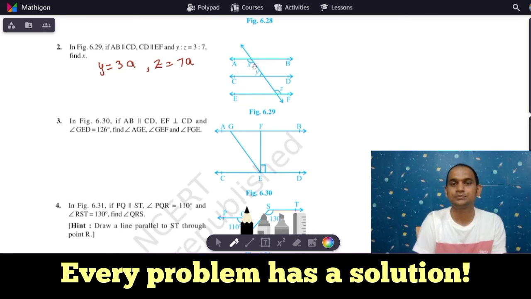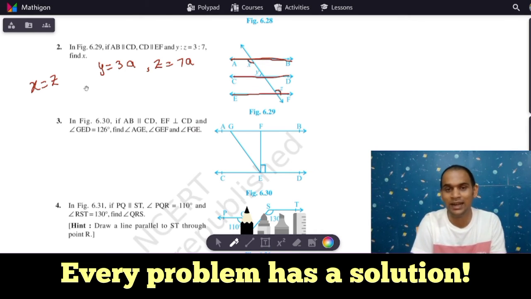Okay, now try to understand. Over here, X and Z, what is the relation between them? If you take AB parallel to EF, then X and Z are equal, because they are alternate interior angles. So X equals Z. That is the first equation we got. Now, if you take AB parallel to CD and the same transversal, X plus Y will be angles on the same side of the transversal, or co-interior angles. So X plus Y equals 180 degrees.